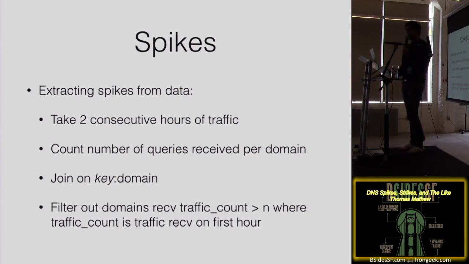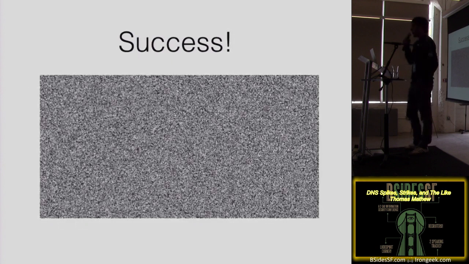So at this point, you kind of think to yourself, well, we're done. We've created the algorithm. There's nothing else to do. All we need to do is run it on a couple hours worth of data. We'll probably receive a set of spiking domains. And those spiking domains we can easily push to the blacklist. Unfortunately, all we see is a ton of noise.